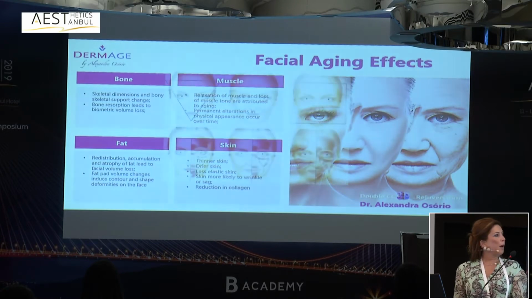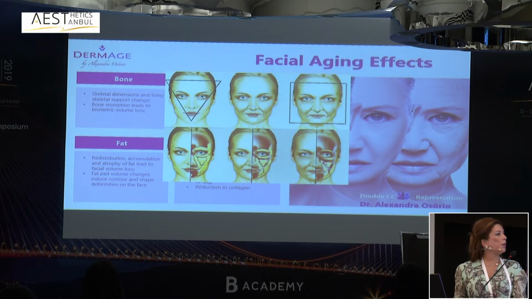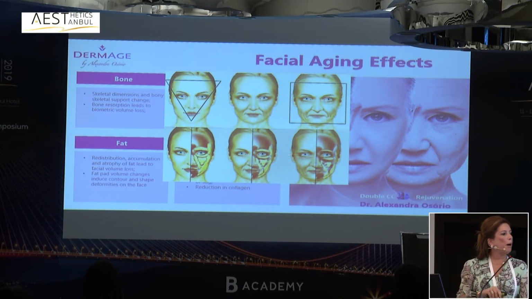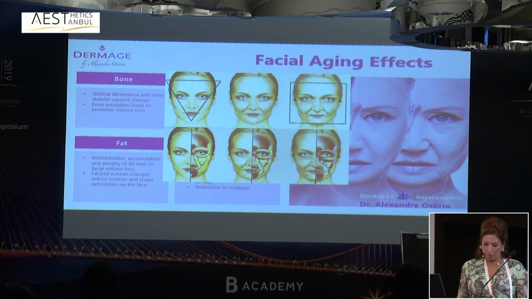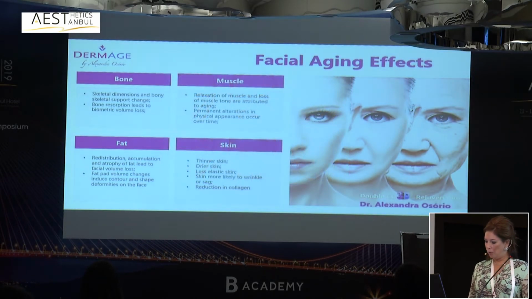As time goes by, the fat tissue is redistributed, and it becomes thinner, and the face will lose its fullness with age. Distinct compartments can be separated, and with them the skin goes down. We can see the evolution of the face from a triangle to a square.